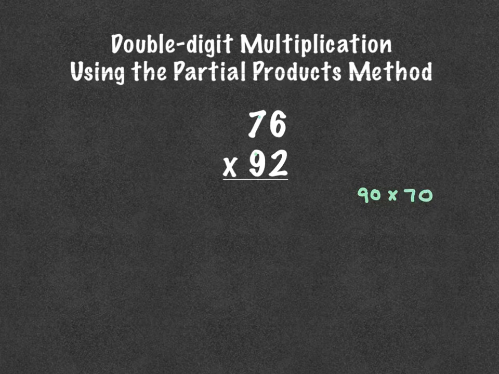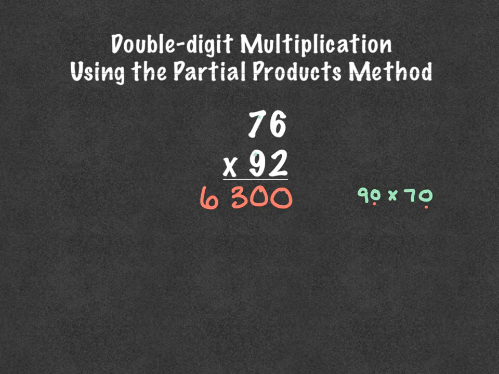Again, you don't have to write down these steps right here, but I want you to see what we're doing as we're doing it. I'm not requiring you to write that down at all. So now we're going to do 90 times 70. 9 times 7 is 63, and we need 2 zeros. So 6,300 will be our first part of this partial products.